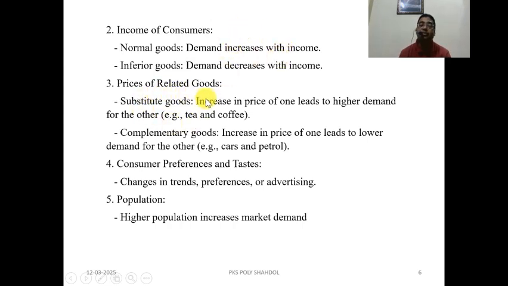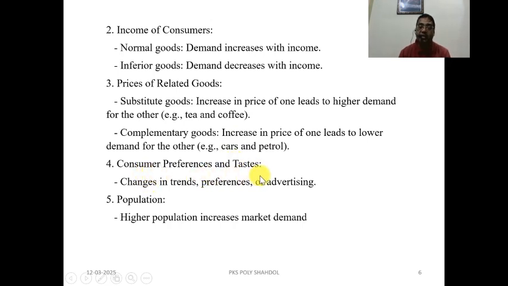And prices of related goods. For substitute goods, an increase in the price of one leads to higher demand for the other. For example, tea and coffee are substitutes. If the price of tea goes up, people go towards coffee, because it is a similar type of product. And for complementary goods, an increase in the price of one leads to lower demand for the other, like car and petrol. So if the price of petrol increases, demand for cars will go down.